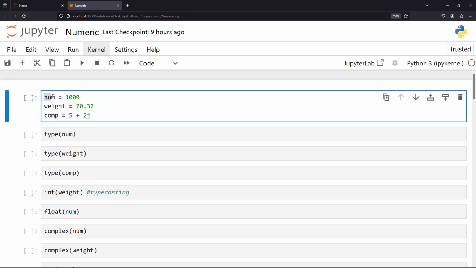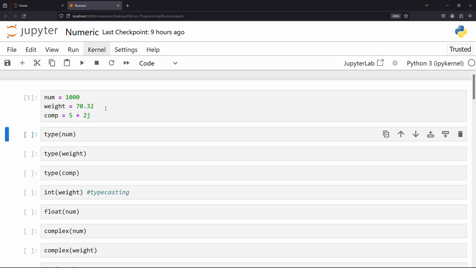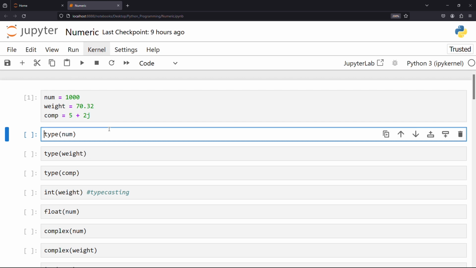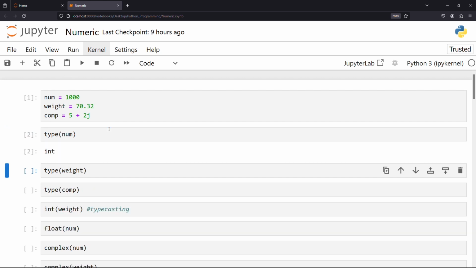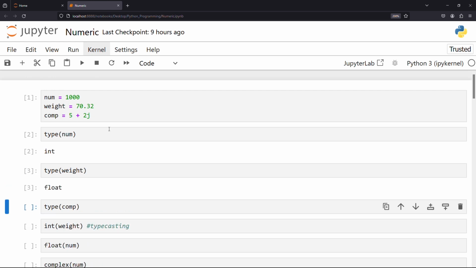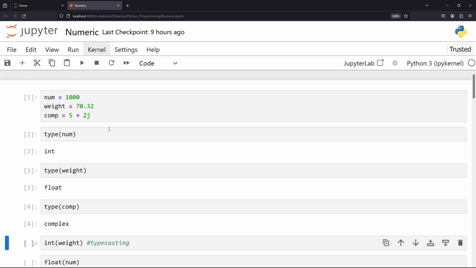Here num is an integer variable, whereas weight is a float variable. Similarly, comp is a complex variable. Let's execute this, and we are not getting any kind of error. Now let's see the type of each of those. It is showing int, that's fine. Similarly, it is showing float, which is also fine, and this is complex.